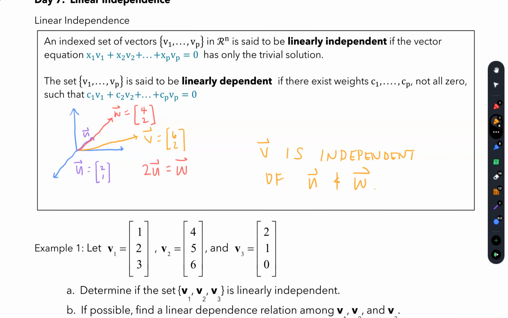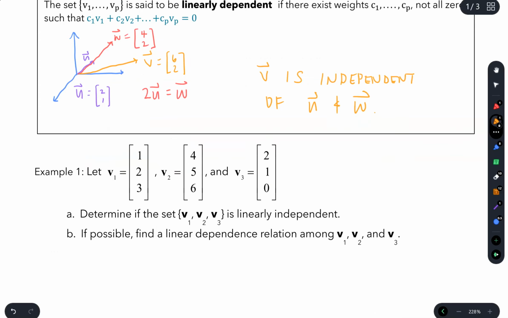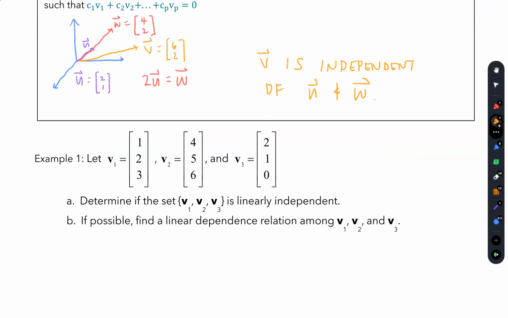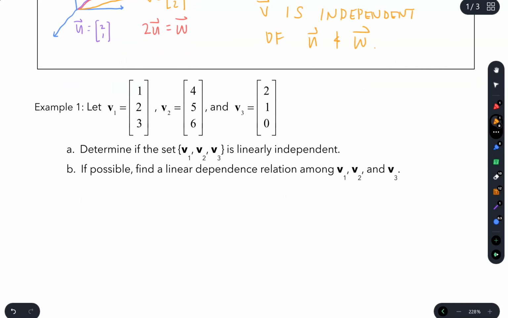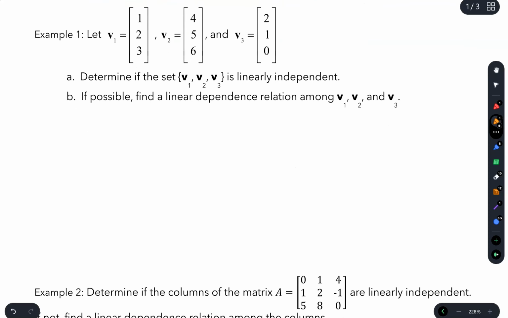In example 1, we have 3 vectors, v1, v2, and v3, and I want to determine if the set v1, v2, v3 is linearly independent of each other. So what does that mean? What am I going to do? Is this anything new that we've done? Nothing really new. So what could I do here to figure out if they are linearly independent?